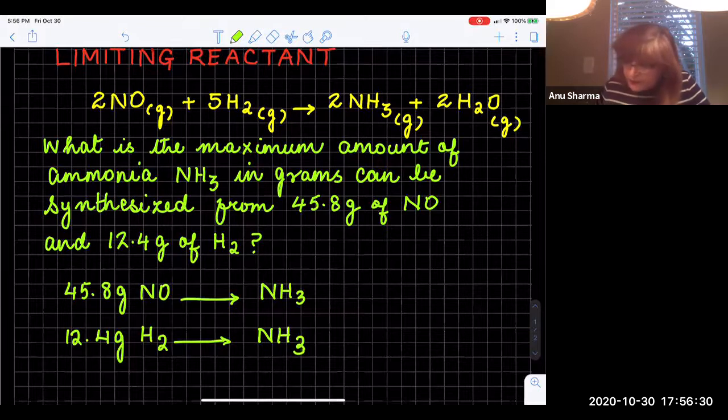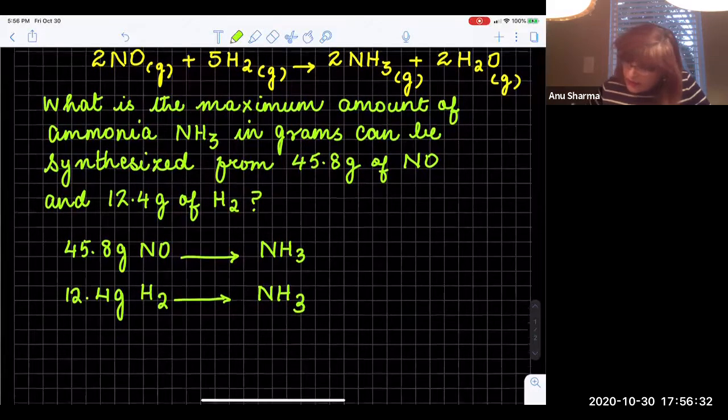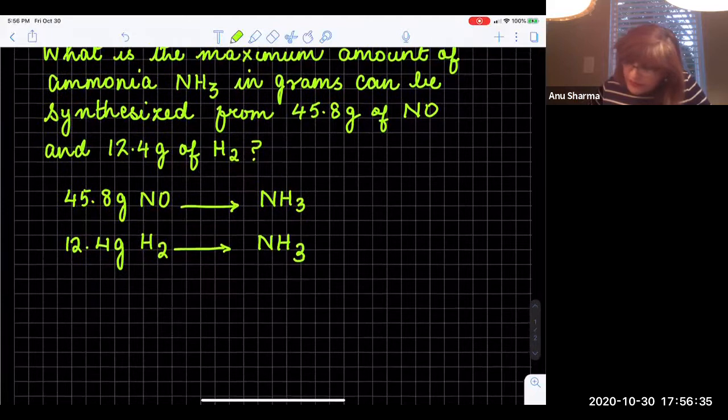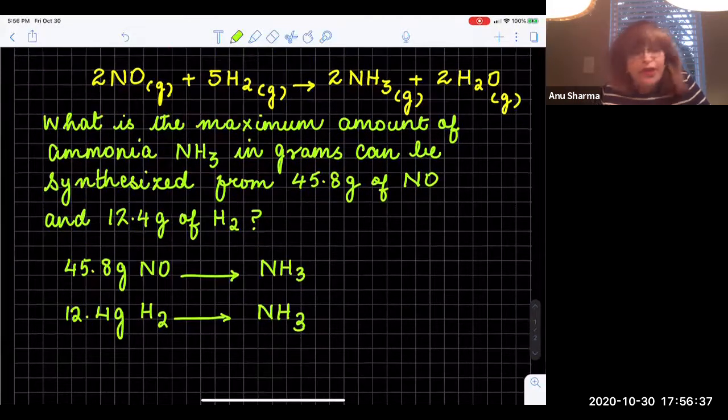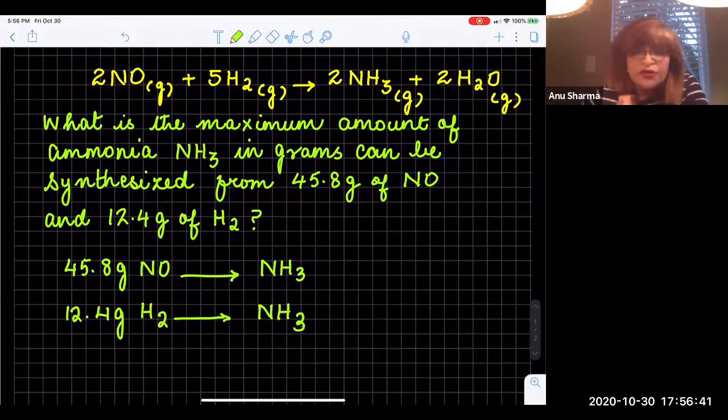Now the way you're going to set up this problem is, first of all, you're always going to check whether your equation is balanced or not. As you can see, 2 moles of nitric oxide reacts with 5 moles of hydrogen to give you 2 moles of ammonia and 2 moles of water. So the relationship of nitric oxide and ammonia is 2 to 2, and the relationship of hydrogen and ammonia is 5:2. That's at the molar level.